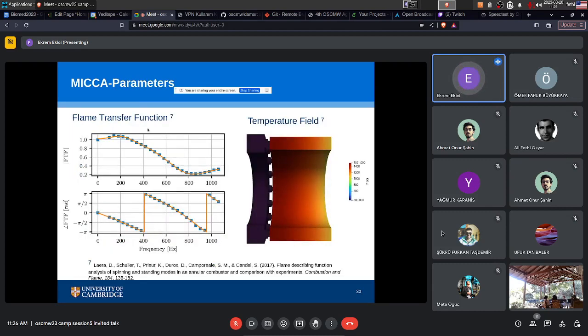And these are my inputs. You don't need to understand that. This is the magnitude and the phase of the flame transfer function. And this is the temperature field of my combustor. As you can see, my temperature peaks at the flame and goes down toward the end. But before the flame, it's only 300 Kelvin.